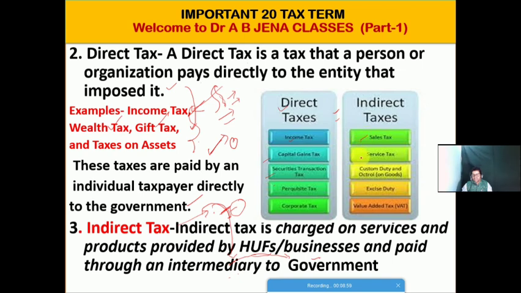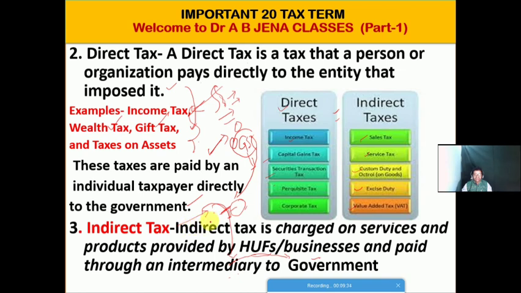Sales tax is there, then the service tax is there, customs duty and octroi duty is there, excise duty is there, then the value added tax, I mean the VAT. Now the GST, goods and services tax, has replaced the indirect taxes. It means one tax, one nation. So this is the policy. And also the government is getting the maximum tax revenue by charging the indirect tax.